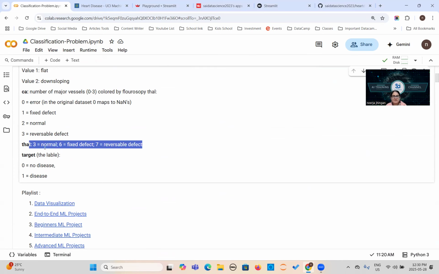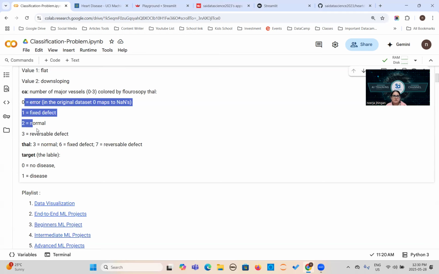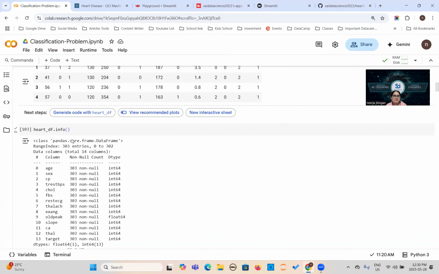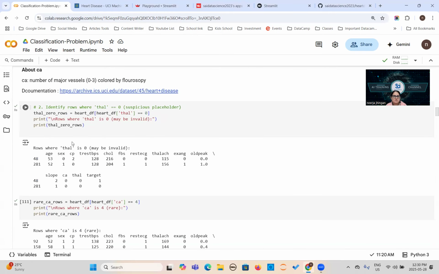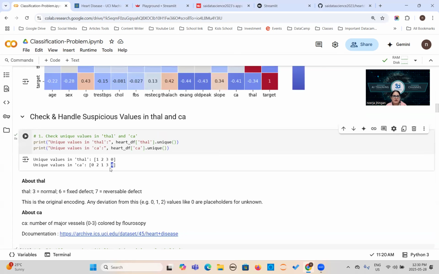So 0 might be something which is not useful, for an unknown value. If you use that value during model building, it is not going to help the model and it will confuse the model. Okay. And same with the CA. Look at this. It contains only 4 values, but when I did the unique count to check how many unique values we have, it is showing me 5 too. So this is not a good value.